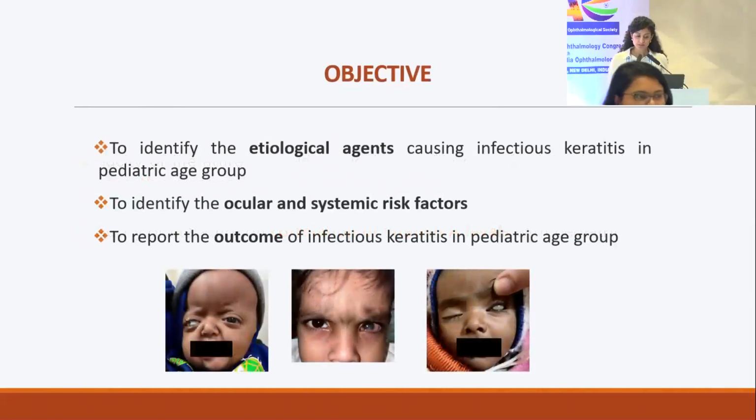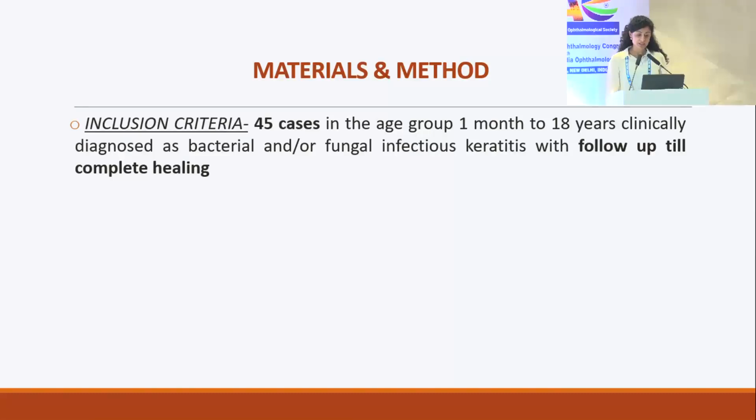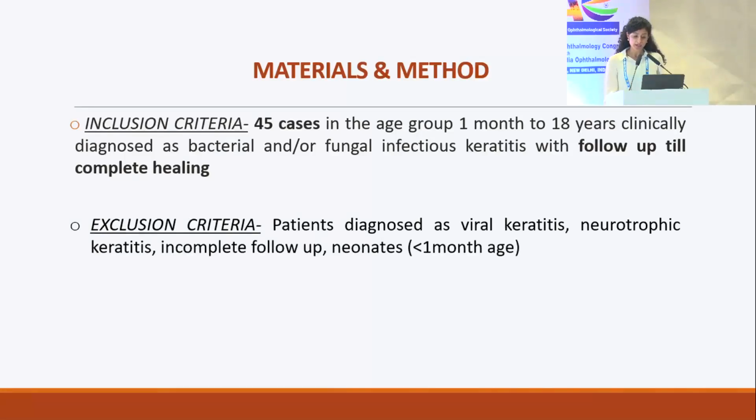The objectives of our study were to identify the etiological agents, to identify the ocular and systemic risk factors, and to report the outcome of pediatric infectious keratitis. 45 cases in the age group 1 month to 18 years, clinically diagnosed as bacterial and or fungal infectious keratitis with follow-up till complete healing were included in the study. Patients diagnosed as viral keratitis, neurotrophic keratitis, incomplete follow-up and neonates were excluded.